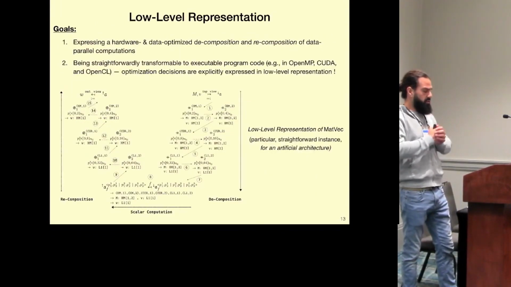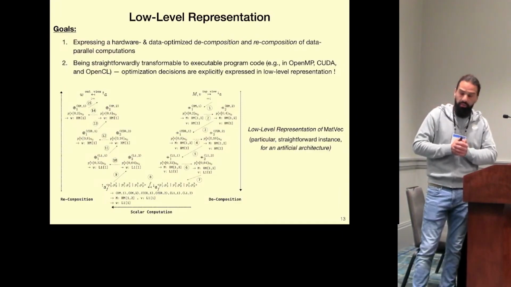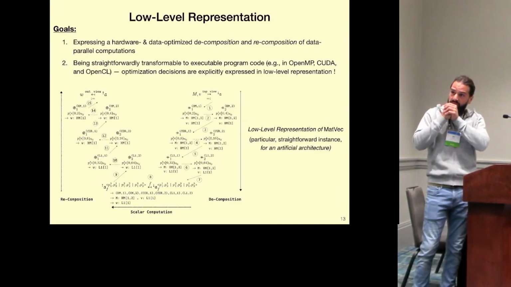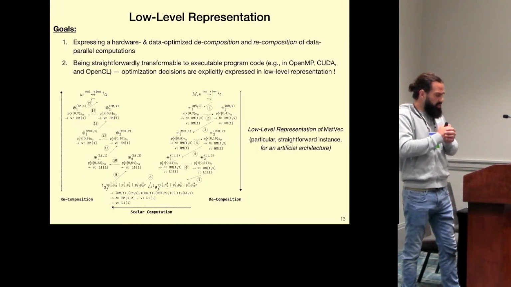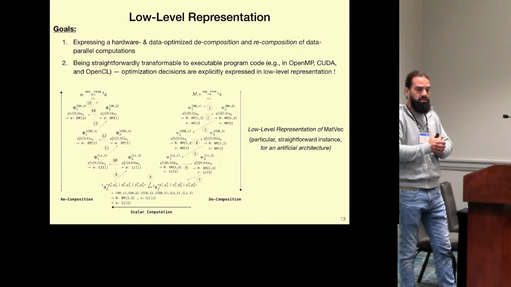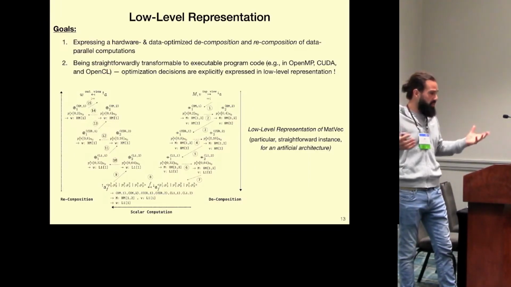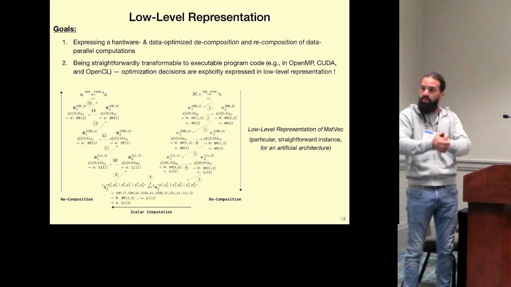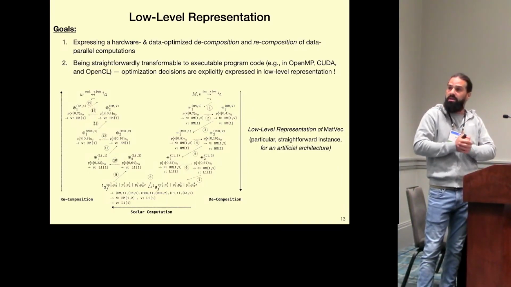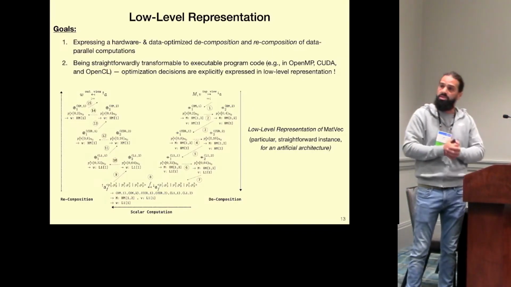Okay, now our second contribution, our low-level representation. The goals that we had in mind while we designed our low-level representation have been, so we wanted to express in hardware and optimize decomposition and recomposition of data parallel computation, which means how can we make the problem smaller so that we can assign them, for example, to the memory and core hierarchies of target architectures, and then recompose the obtained intermediate results back to the final results. That's what we mean by decomposition and recomposition.